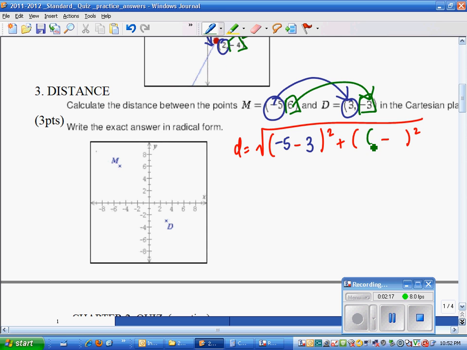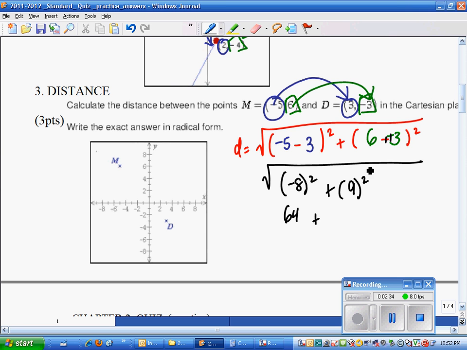Keep everything underneath the square root sign. Watch your double negatives. This is negative 8 squared. Double negative, that's going to be 9 squared. Negative 8 times negative 8 is 64. 81 underneath the square root sign. We're going to add 64 and 81. And it's going to be square root 145.